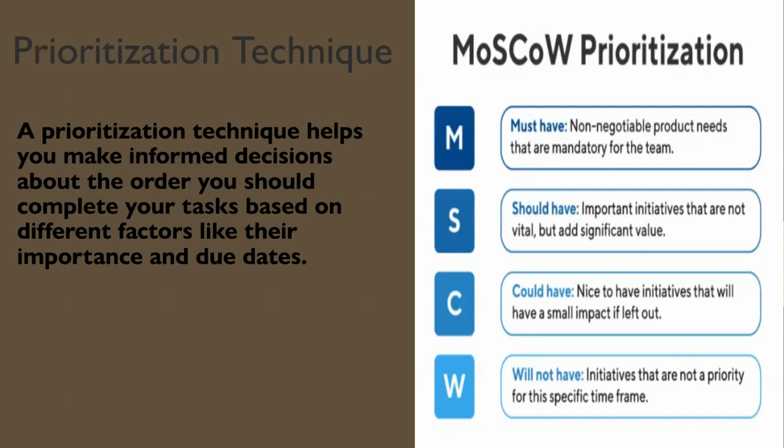Now, C is could have. It's a nice initiative. If we still have time, we can add it. If there is still opportunity to add it, let's add it. But it's not compulsory, it's not a must have. And lastly is will not have. It's not a requirement we are thinking about.